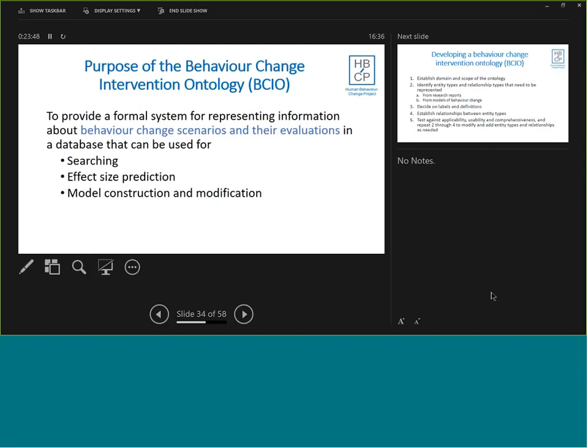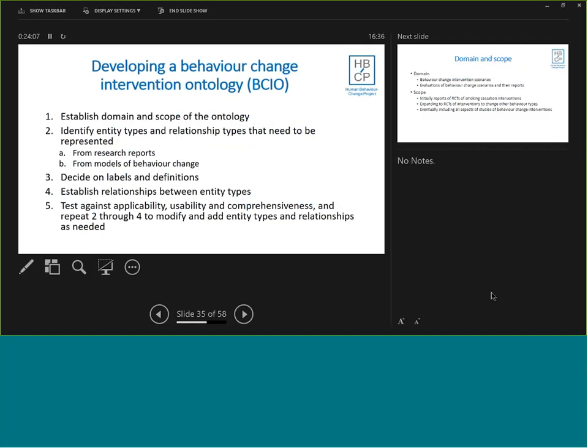So what's the purpose of the behaviour change intervention ontology? This is to provide a formal system for representing information about behaviour change scenarios and their evaluations in a database that can be used for searching, for effect size prediction, and for model construction and modification.